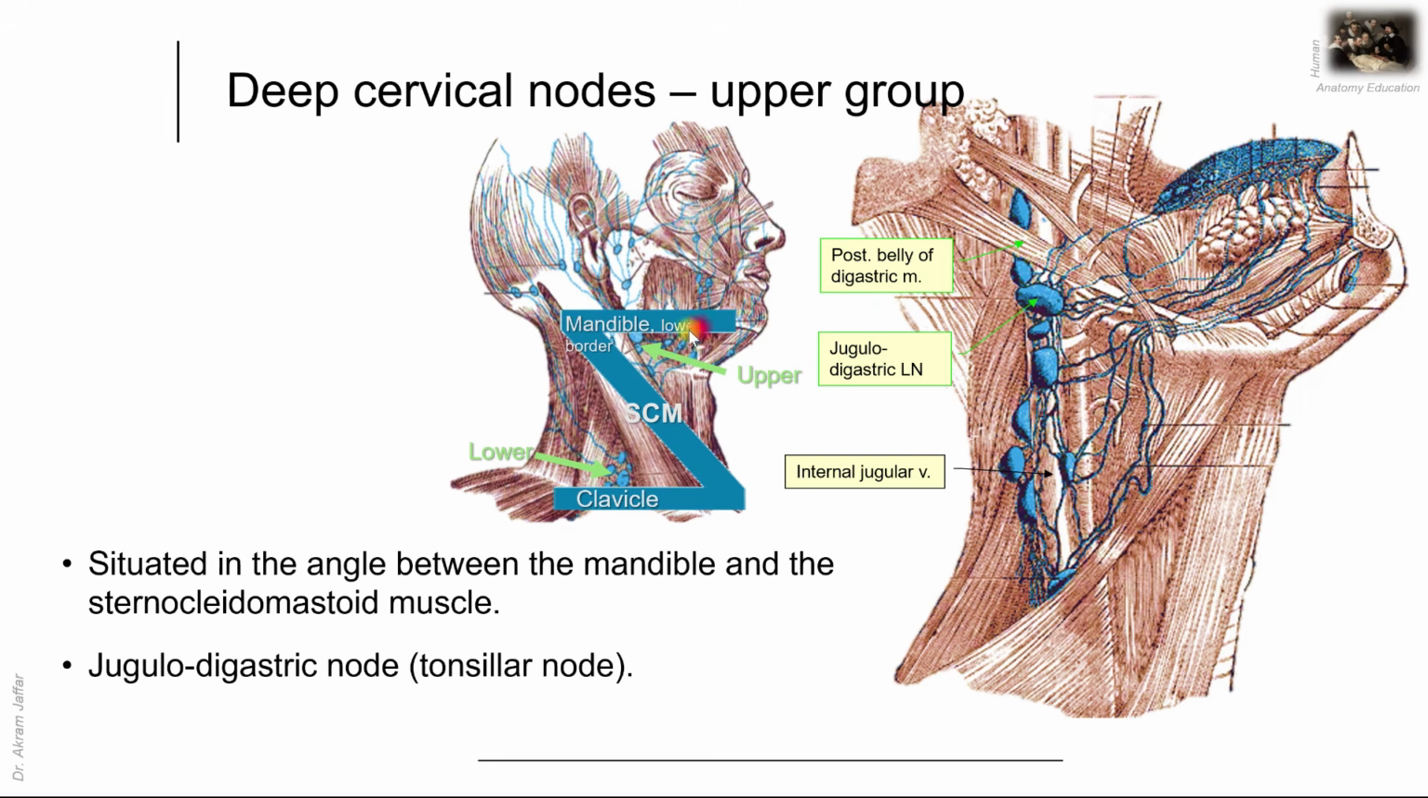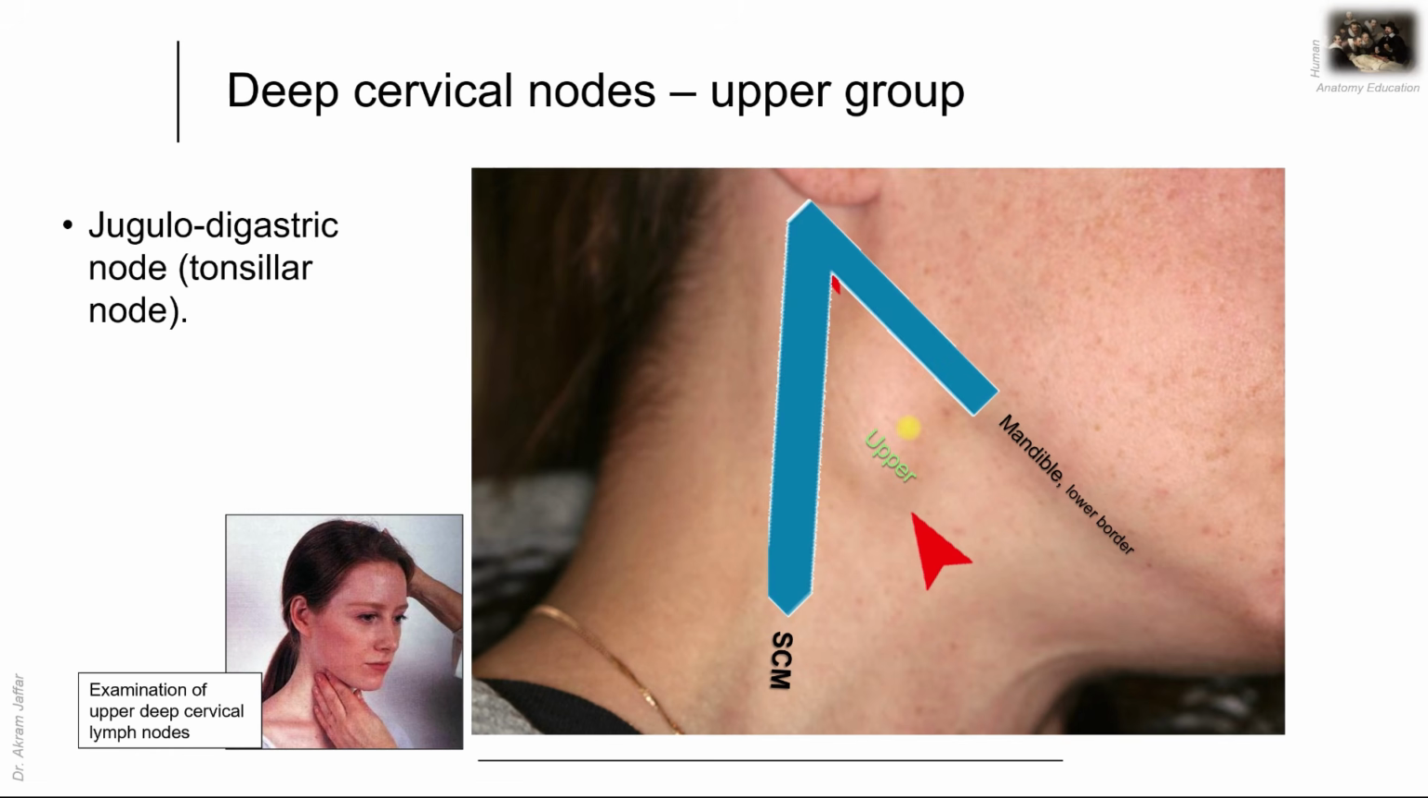The upper group is located in the angle between the lower border of the mandible and the sternocleidomastoid muscle. One special one here, like this one, is related to the posterior belly of the digastric. This is the digastric muscle with two bellies. So this is the posterior belly of the digastric. This lymph node, therefore, is called the Jugulo-Digastric node. This lymph node is specifically involved in infections of the tonsils and is therefore called the tonsillar node. So the other name of the Jugulo-Digastric node is the tonsillar node.